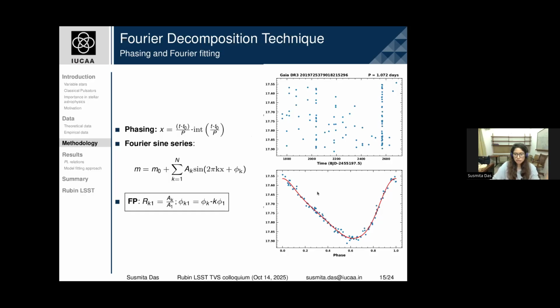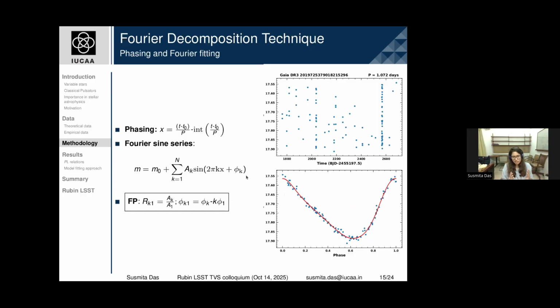Next, we fit the phased light curve with the Fourier sine series of the form as given here. The input parameters that go here are small m, which is the apparent magnitude, and x, which is the phase or the pseudo time, for example, a proxy for time. The output parameters that we have are m naught, which is the mean magnitude, a_k, which is the Fourier coefficient, and phi_k, which is the phase coefficient. Mean magnitude is the mean magnitude of the whole range of the light curve. And a_k and phi_k are the ones that control the light curve structure.